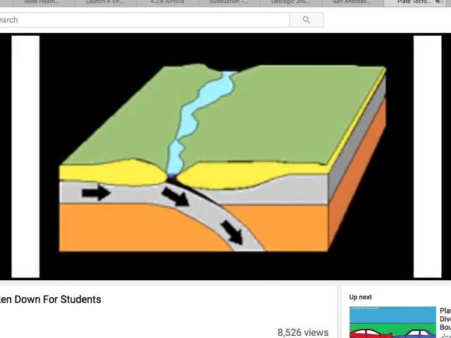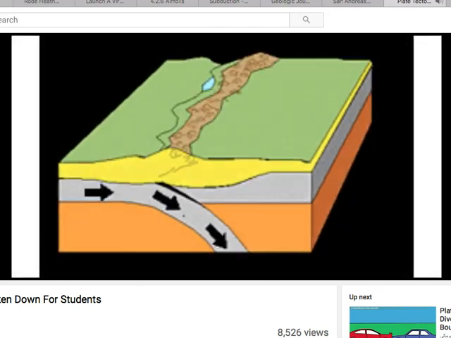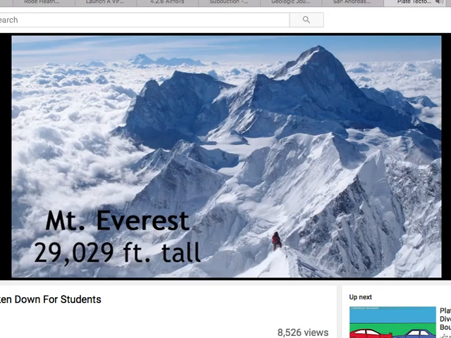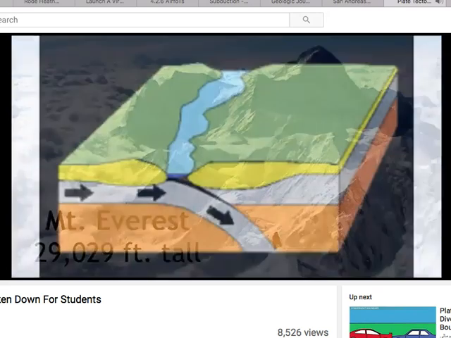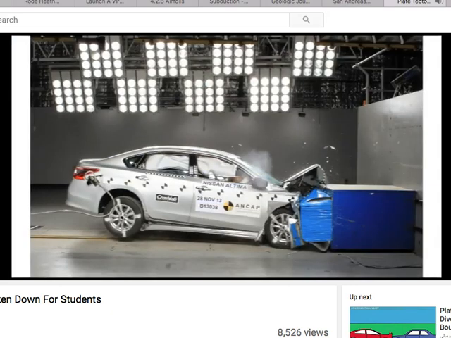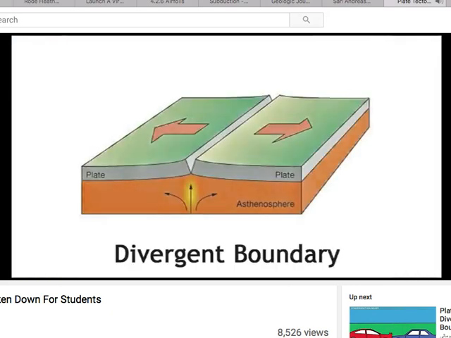When two continental or land plates come together, they form mountains. This is how the Himalayan mountain range was formed in India, the tallest mountain in the world. It formed when two plates crashed together and crumpled up, sort of like how a car crumples when it hits something big.